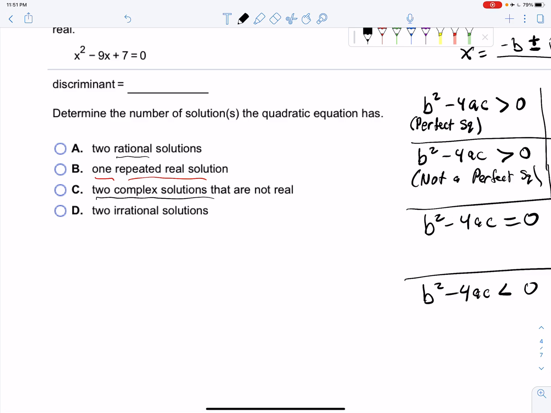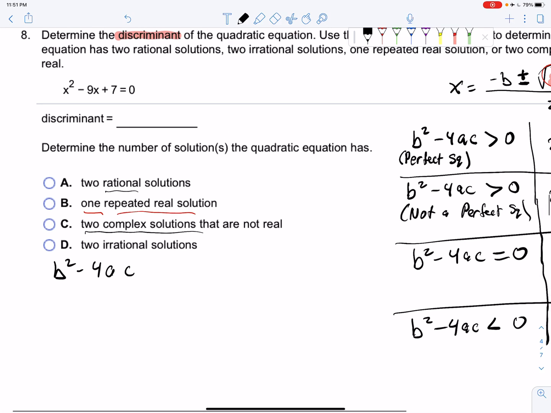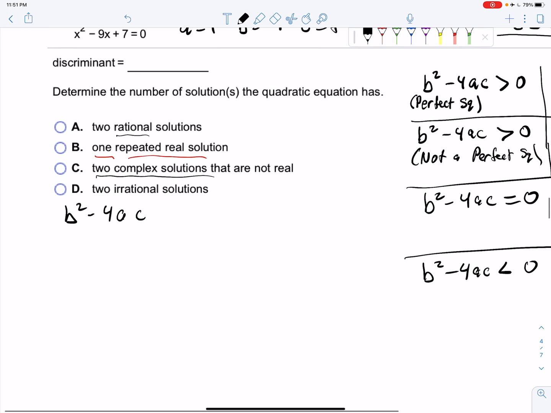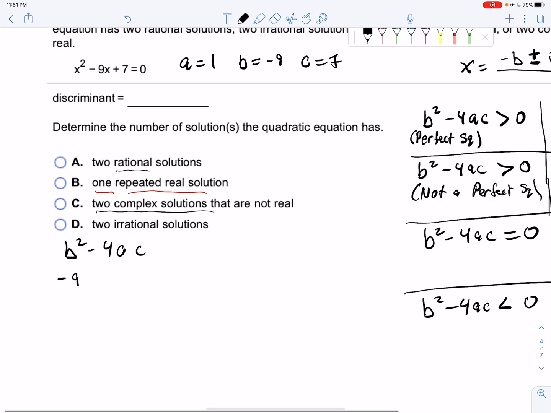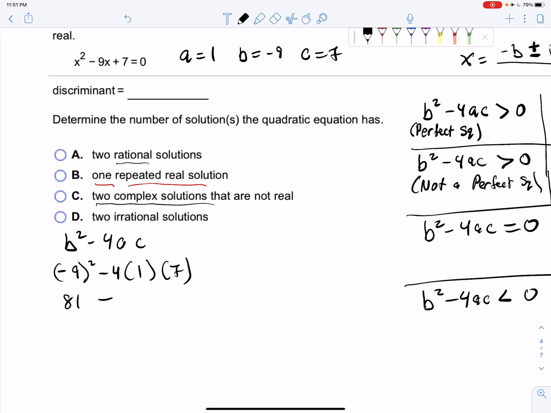Now let's go ahead and see if we could actually do this problem. So remember, we want the discriminant, which is just b squared minus 4ac. You still have to remember what needs to be put in standard form, and it is a equals 1, b equals negative 9, and c equals 7. So you go ahead and put those values in. Negative 9 squared minus 4 times a, which is 1, times c, which is 7. So then we get negative 9 squared, which is 81. And then we need to multiply negative 4 times 1 times 7, which is minus 28. And 81 minus 28 is 53.